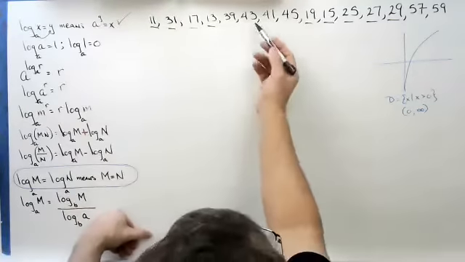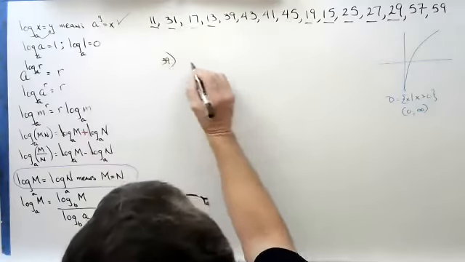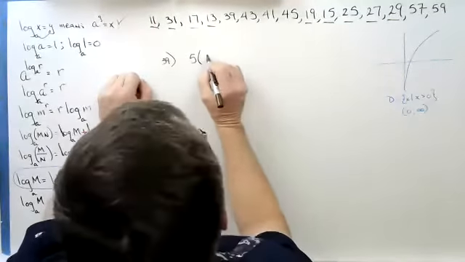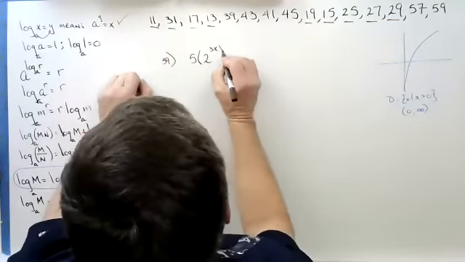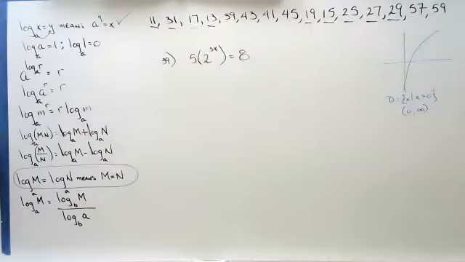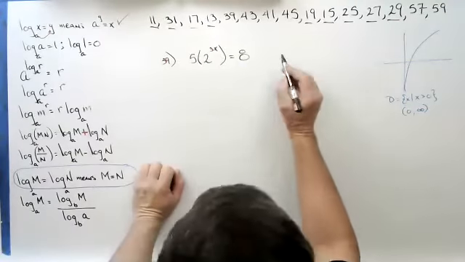31, 30, 39. That's the first one. So let's grab 39. It's right here. 5 times 2 to the 3x equals 8. Holy cow. Yeah, I don't know how to do that one either. I can't do it in my head. So here's what we do, right? Whenever you have an equation and there's a variable in the exponent, you take the log of both sides.